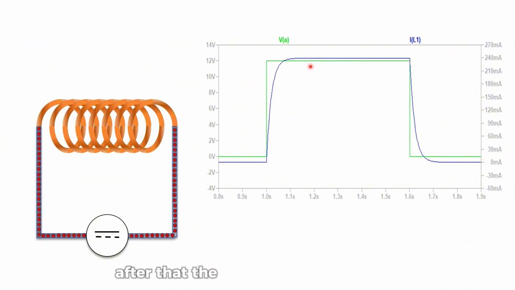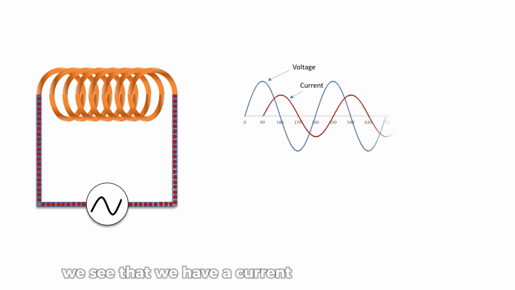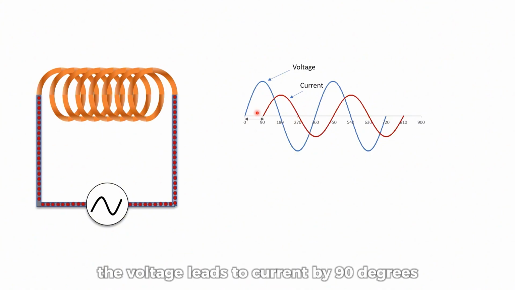After that, the inductor acts as a short until there is another change, this time the disconnection of the voltage source, making the voltage drop to zero. And as the magnetic field collapses, the energy stored there keeps the current flowing till its complete but gradual collapse. If an alternating current is introduced, since we have an oscillating current flow, we see that we have a current that lags the voltage. Voltage and current are not in phase. The voltage leads the current by 90 degrees.